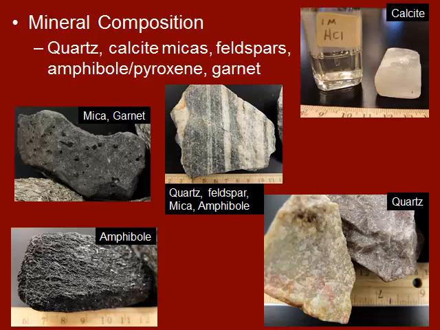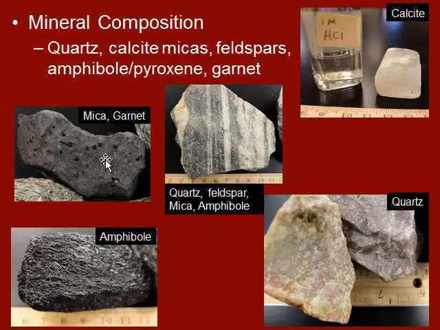So mineral composition. Minerals that we're going to see: calcite, which is going to react to acid. Quartz is going to be harder than glass, and straight all quartz is not going to react to acid. We can see quartz, feldspars, micas, and amphiboles all in the same rock. Here we can see the quartz and feldspar in the lighter bands, and then the mica and amphibole in the darker bands. We can have straight amphibole in a rock: amphibole, hornblende, pyroxene, same kind of stuff.